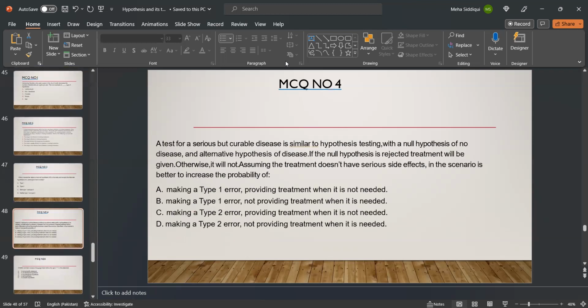MCQ number 4. A test for a serious but curable disease is similar to hypothesis testing, with a null hypothesis of no disease and an alternative hypothesis of disease. If the null hypothesis is rejected, treatment will be given. Otherwise, it will not. Assuming that treatment does not have serious side effects, in this scenario is it better to increase the probability of making a type 1 error, providing treatment when it is not needed; making a type 1 error, not providing treatment when it is needed; making a type 2 error, providing treatment when it is not needed; or making a type 2 error, not providing treatment when it is needed?